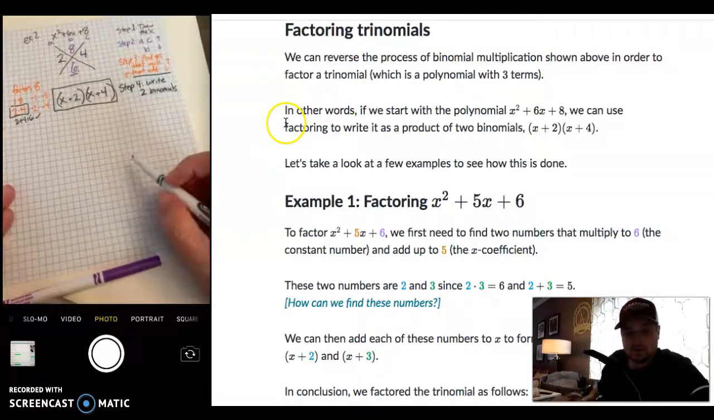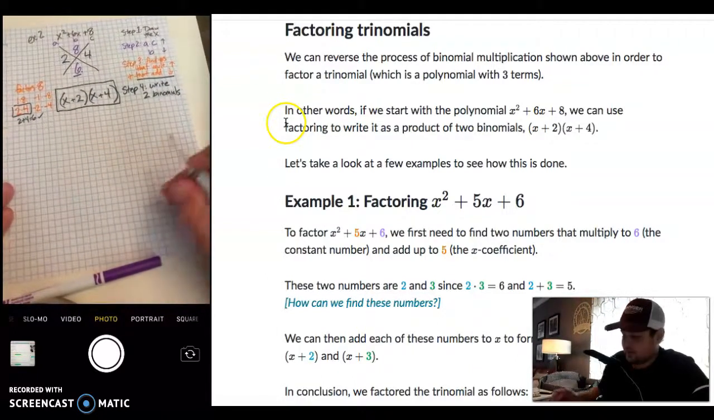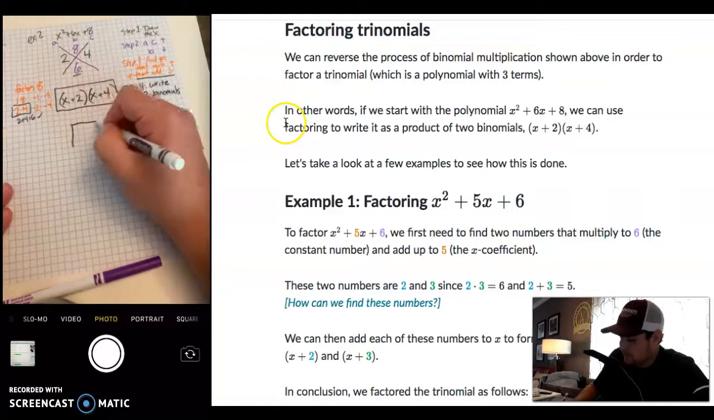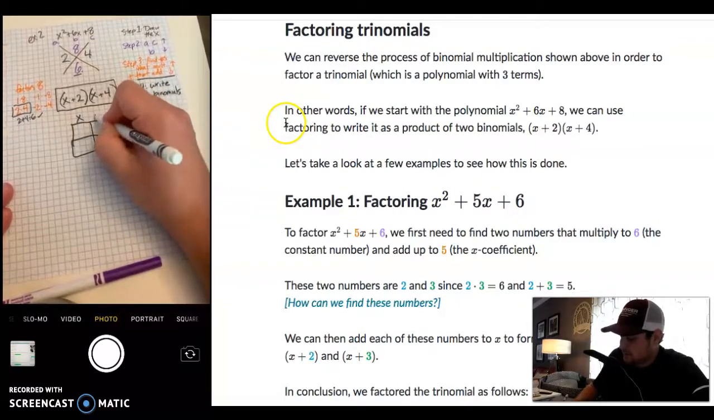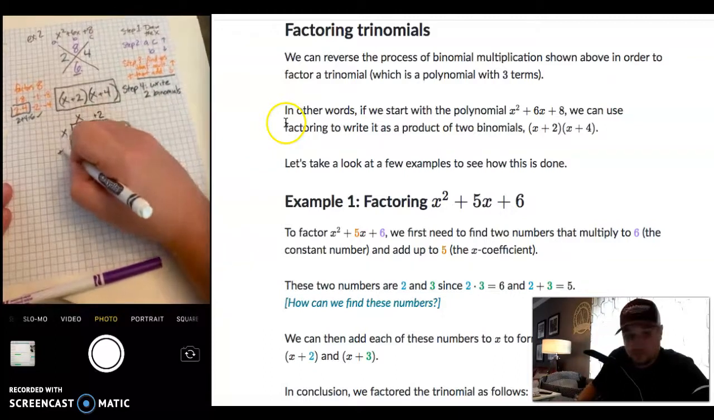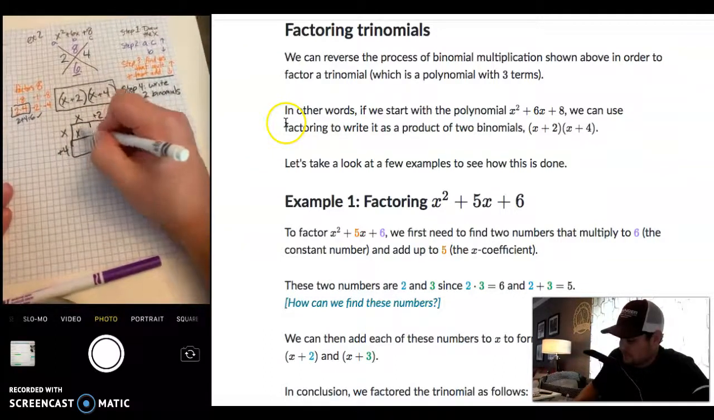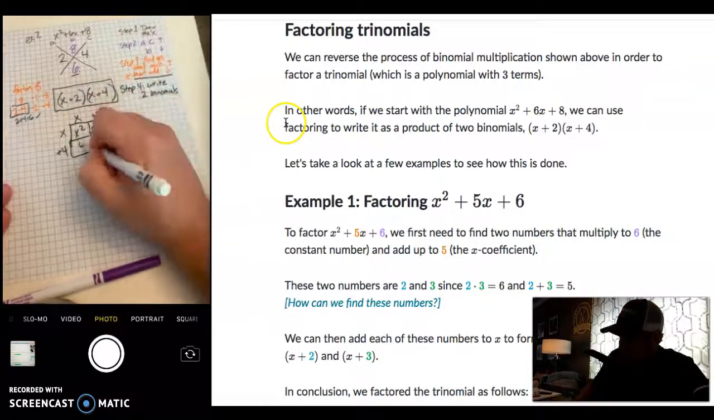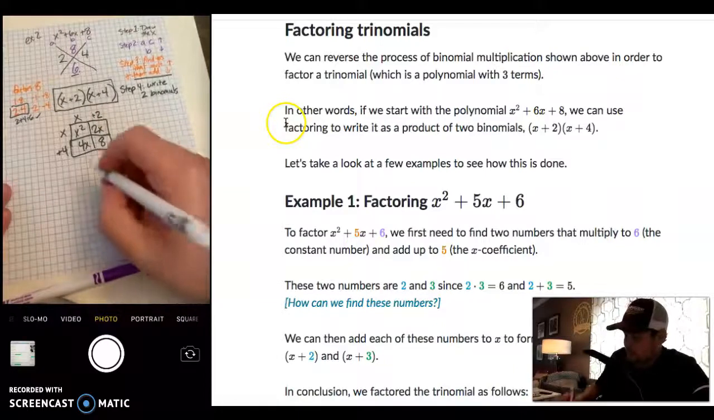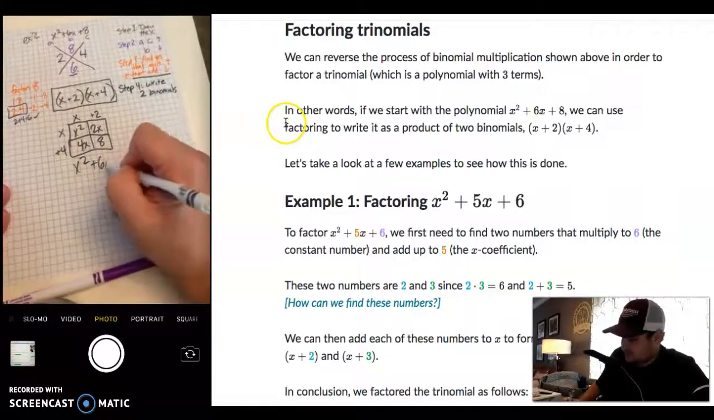Now you can always check your answer by multiplying back, right? If we were to do the box method really quick with this one, x plus 2, x plus 4, if we work out that box method, it's going to be x squared, 8, 2x, 4x, and then we would combine like terms and we'd get x squared plus 6x plus 8.